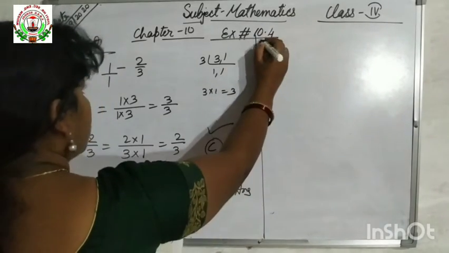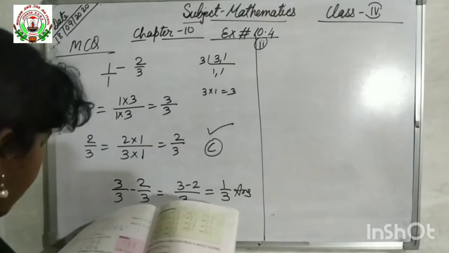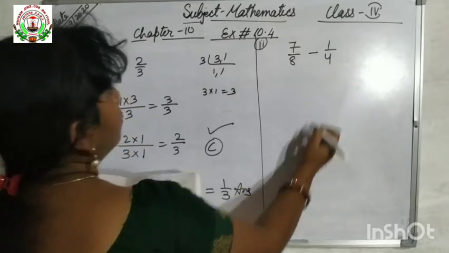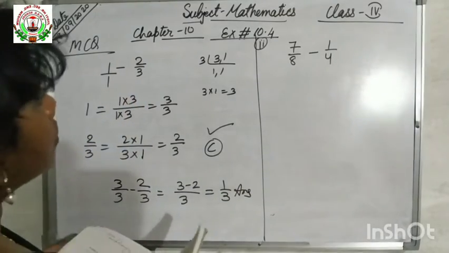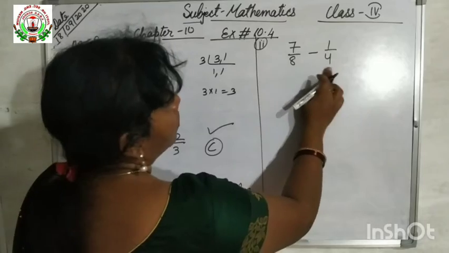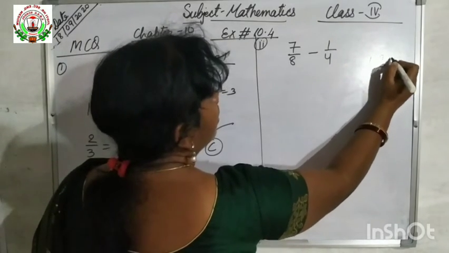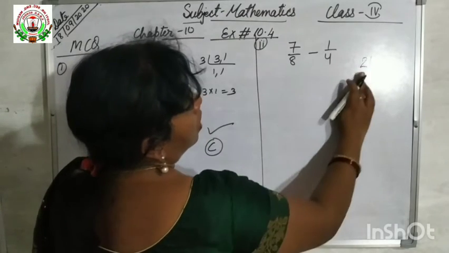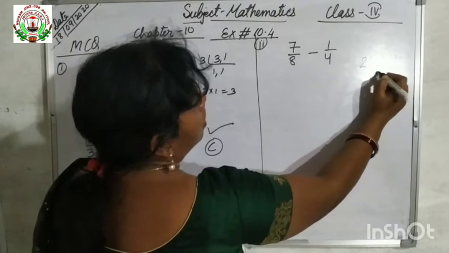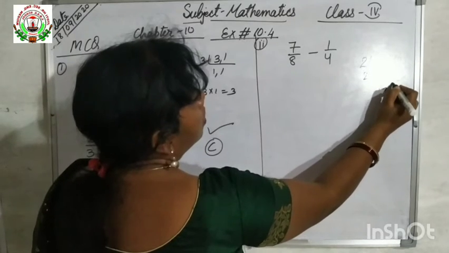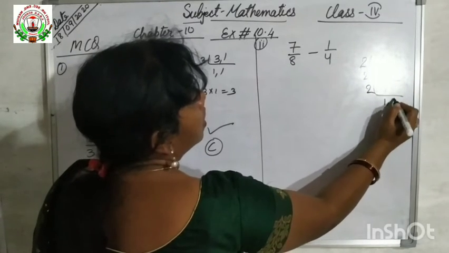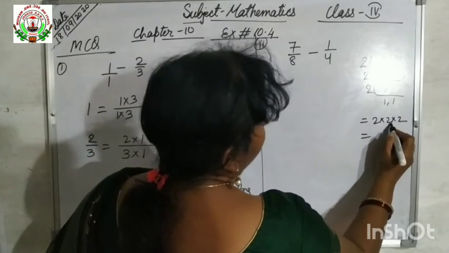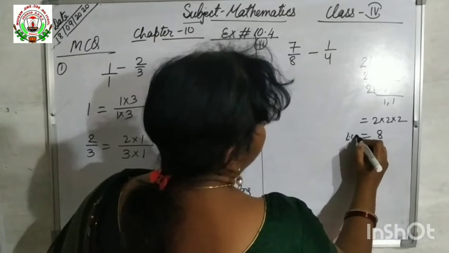The next question is question number 2. The difference between 7 by 8 and 1 by 4. It is given, so first, it is an unlike fraction. So first we will find the LCM of the given denominators, that is 4 and 8. Both are divisible by 2, so we will take 2. In the 2 table, 2 fours are 8, 2 twos are 4. Then again 2 twos are 4, 2 ones are 2, 2 ones are 2. Now we will multiply 2 into 2 into 2. 2 twos are 4, 4 twos are 8. So the LCM is 8.